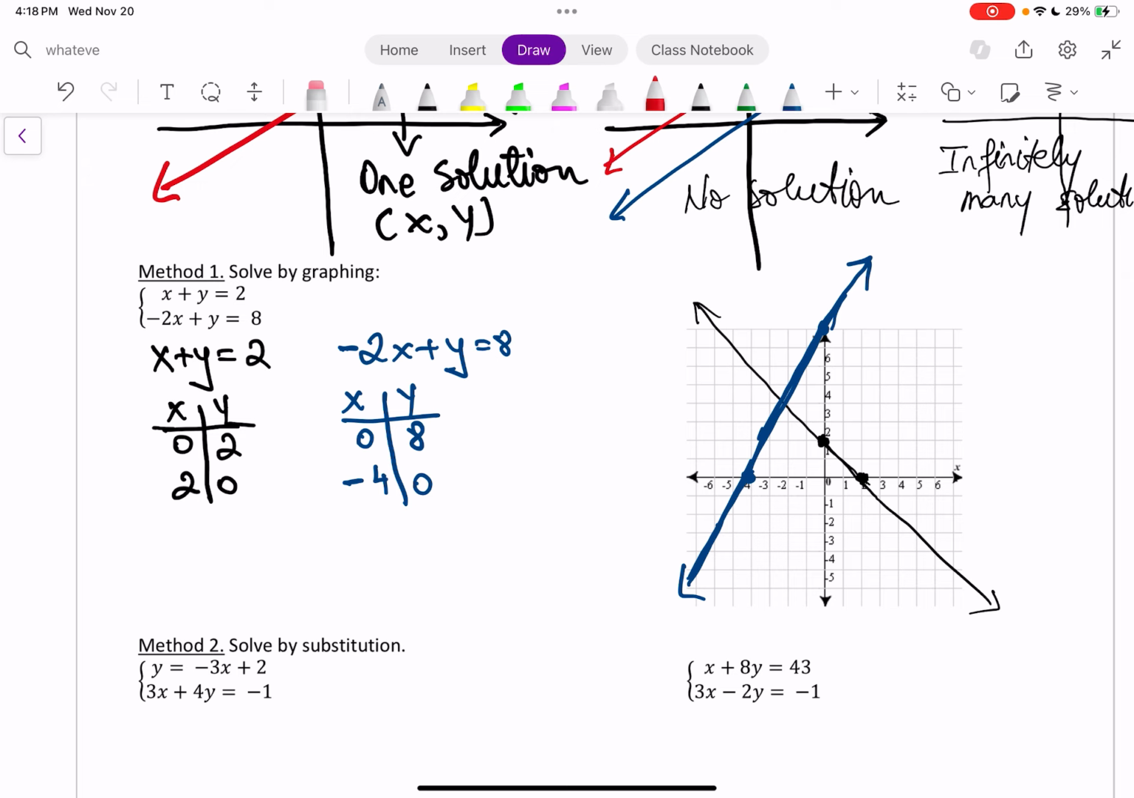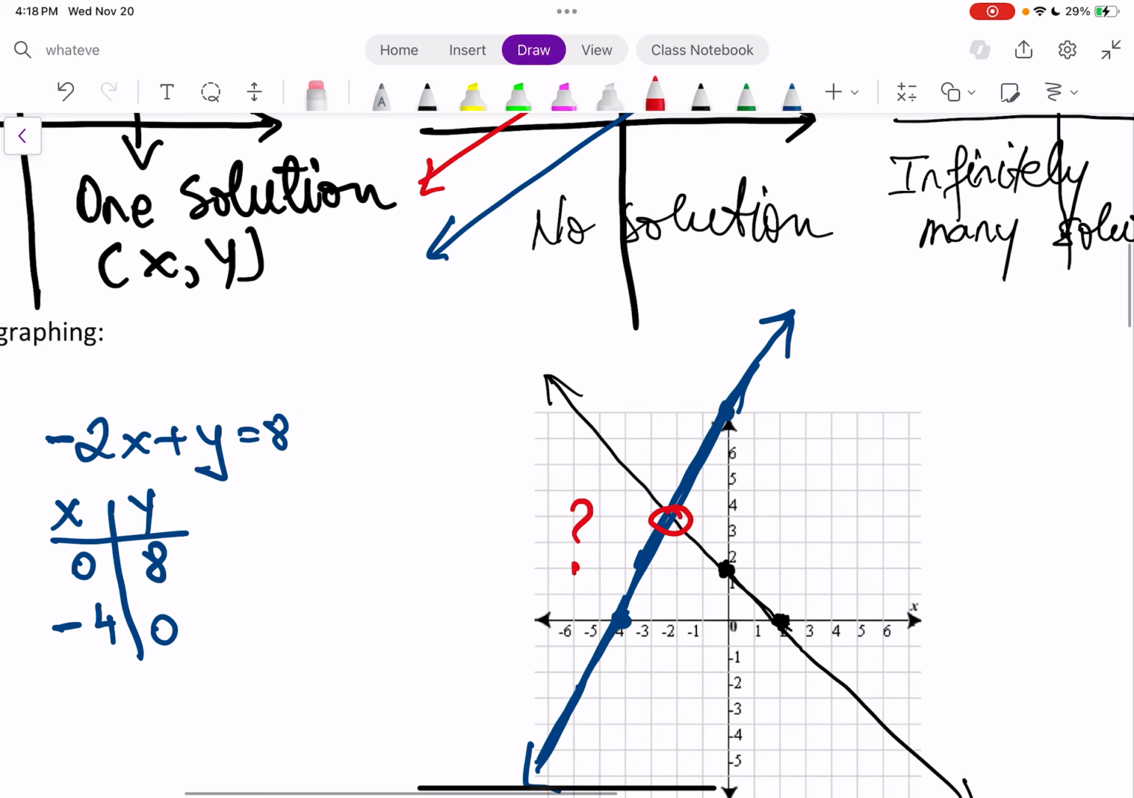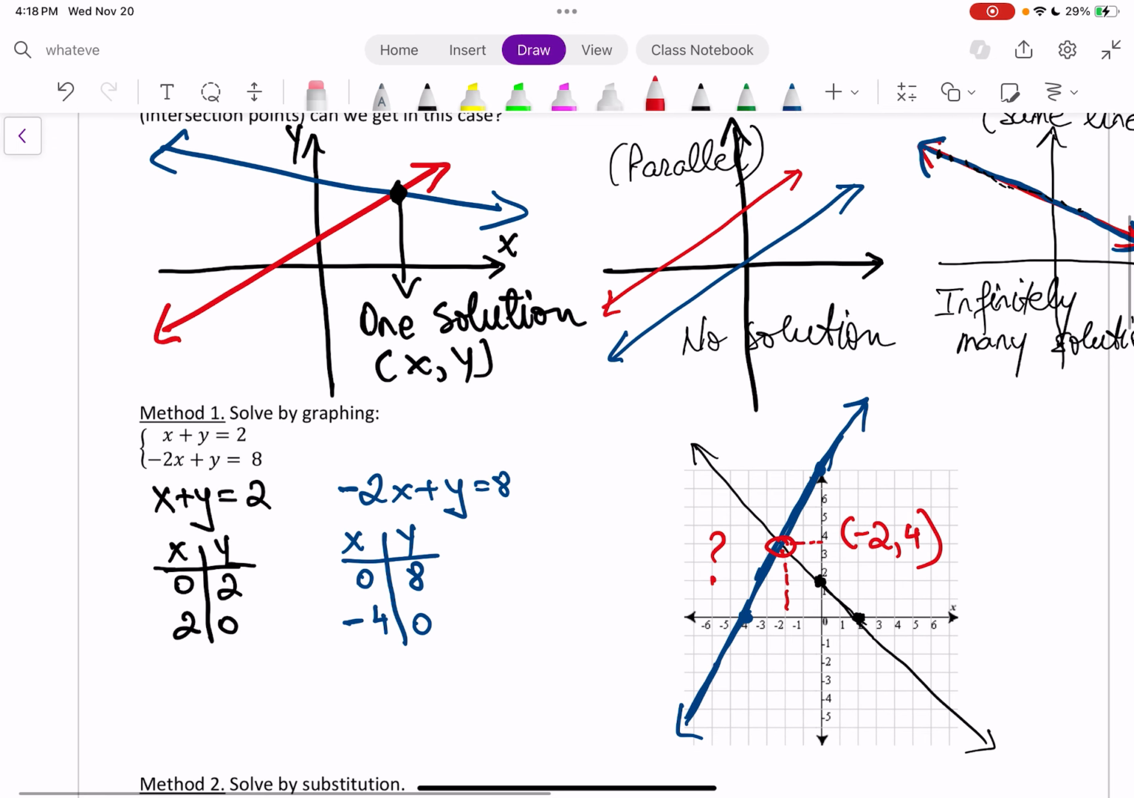So now I'm trying to figure out where the intersection point would be. Your lines better be nice and straight and exactly going through the points. Mine are a little off. But my best guess here is that x is negative 2 and that y is positive 4. I hope this is a correct answer. Again, my lines were not quite as straight as I didn't have a ruler.